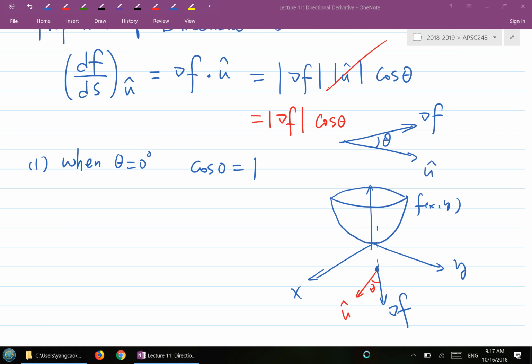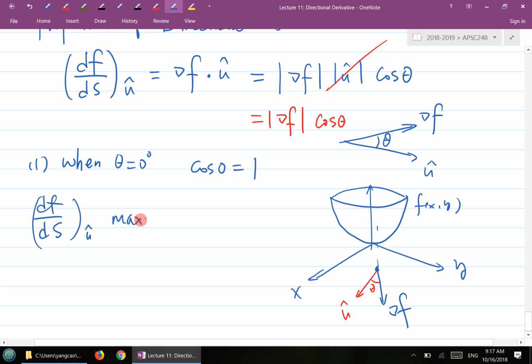So cosine theta, with theta equal to 0, equals 1 right here. Which means basically the df over ds, we got a maximum value for the result, which is the magnitude of the gradient vector, the magnitude of the gradient vector here.